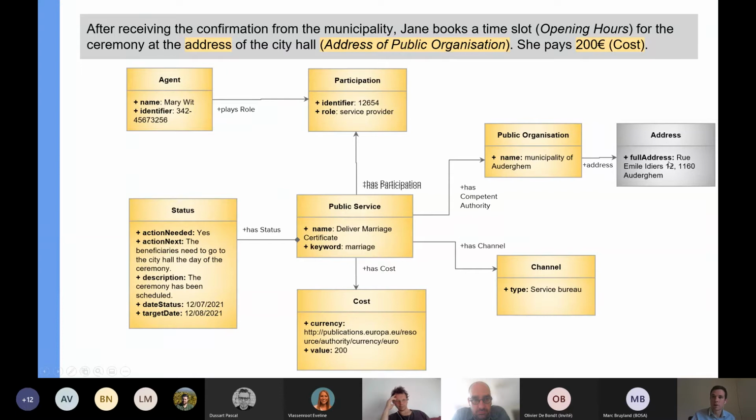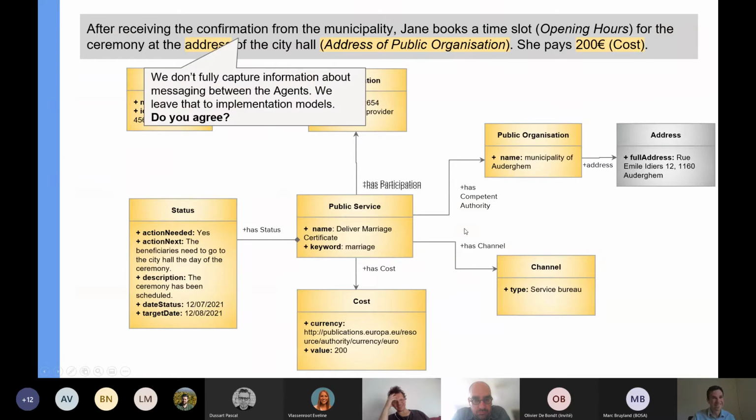And then here we captured simple information about the full address. In practice, we can dive into much more detail of the address, how to define it, do we need to capture more information, etc. But we thought it was a bit outside the scope of describing the public service. Thomas, you have a reaction? Two reactions in any case.